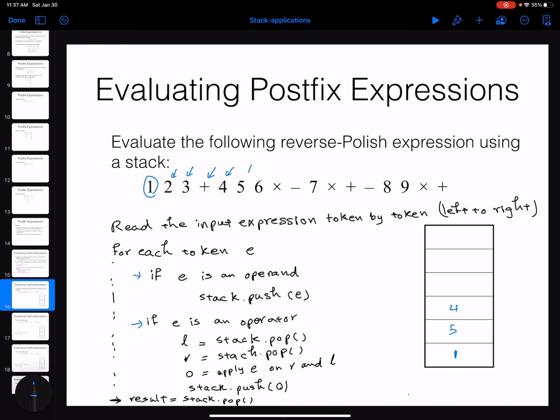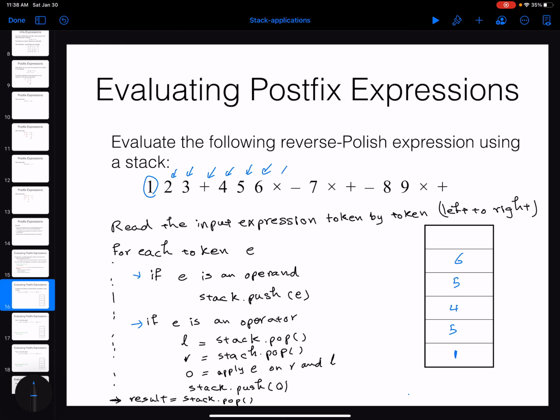The next token again is an operand. And you can see that I don't really care about the order: I have a couple of operands, I have a couple of operators coming sequentially. I just need to follow the algorithm that I have. If it is an operand, do this. If it is an operator, do this. So 4 will be pushed, then 5 will be pushed, then 6 will be pushed, right?